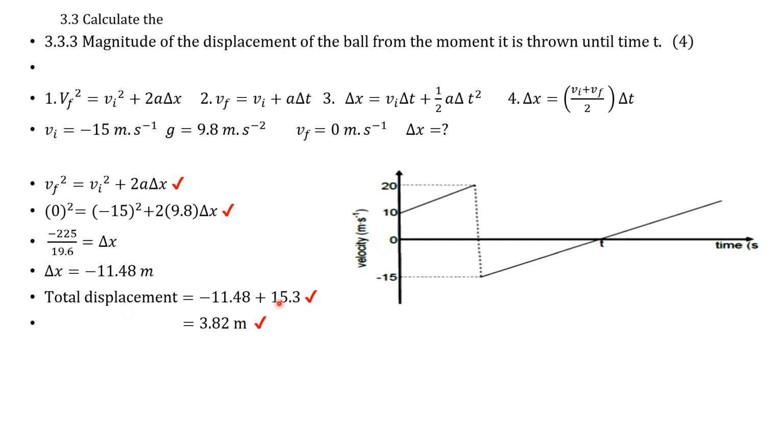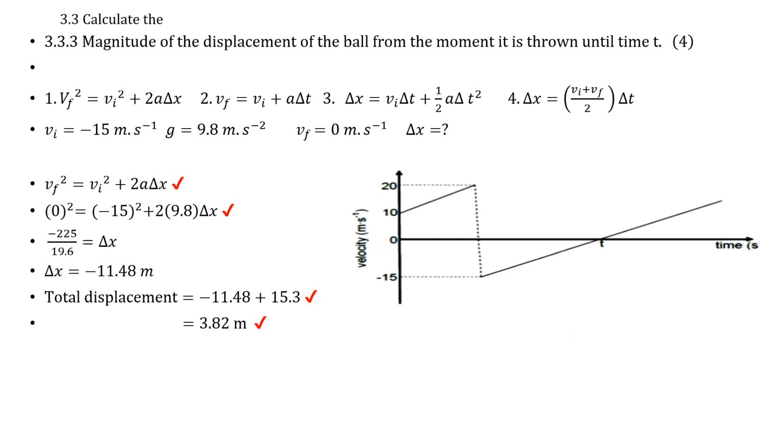But remember, the object started from top to bottom and traveled 15.3. So it's traveling 15.3 there, and it's traveling 11.48 back. Displacement is the shortest distance between the 2 points, so 15.3 minus 11.48, and it displaced itself 3.82 meters from where it started to get to t.